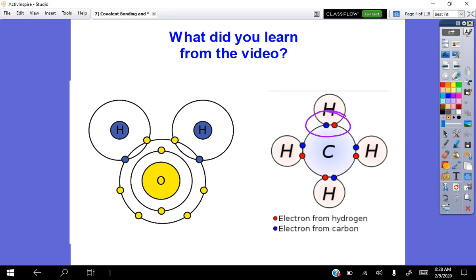Both of these are equivalent ways to show the sharing of electrons between two atoms. The blue electron was the original valence electron of hydrogen, and this yellow electron was the original electron of oxygen. And when they are showing the overlapping of the circles or the touching of the circles, the rings, that just means that the electrons are being shared within the bond.